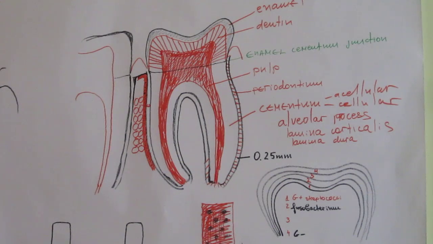So I can tell you about the blood supply of the periodontal supportive structures. Blood supply comes for the mandible from the arteria alveolaris inferior, and for the maxilla from the arteria alveolaris superior, which has 3 branches, and also from the arteria infraorbitalis.